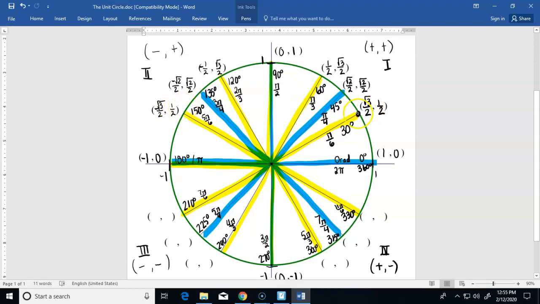If I take this point right here and I flip it over the y-axis, it's going to be the same point, square root of 3 over 2, 1/2, except for which coordinate is going to be negative? The y, that negative 1/2 right there. And so right here, I'll get square root of 2 over 2 and negative square root of 2 over 2. And right here, I'll get 1/2, negative square root of 3 over 2.